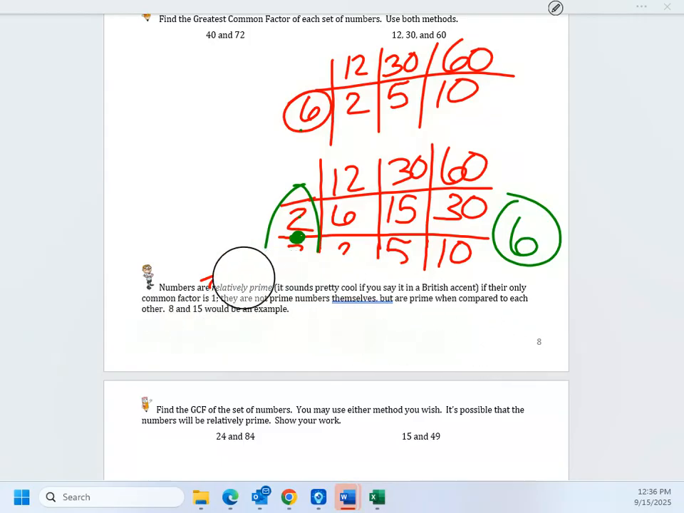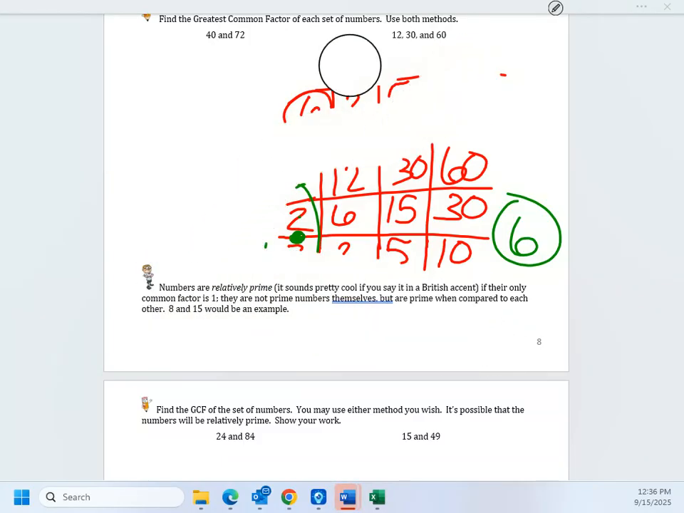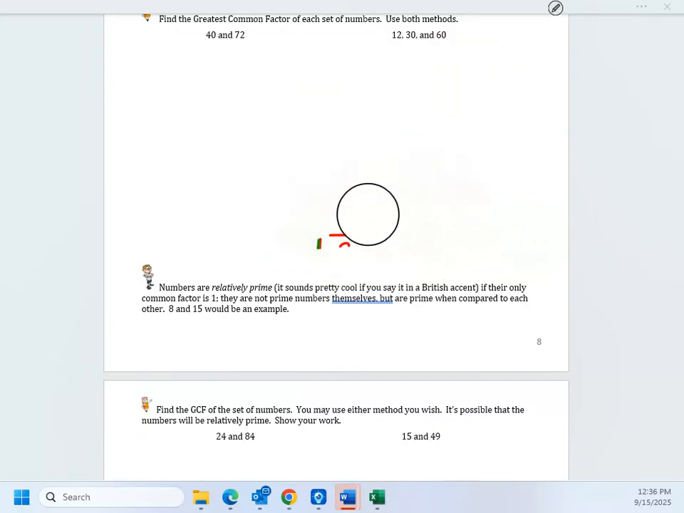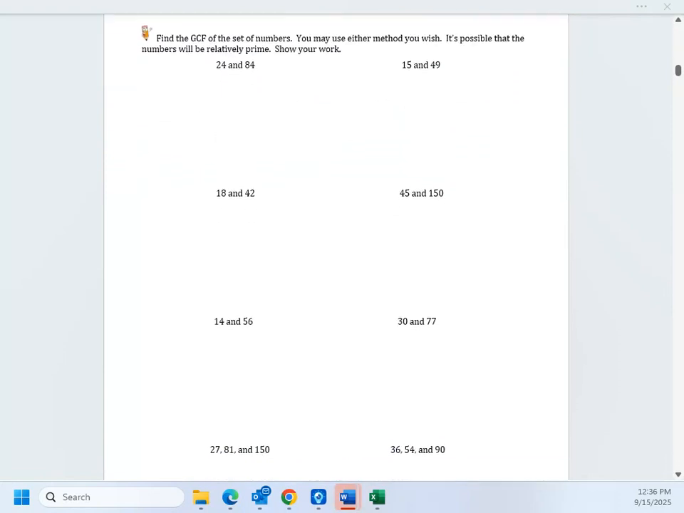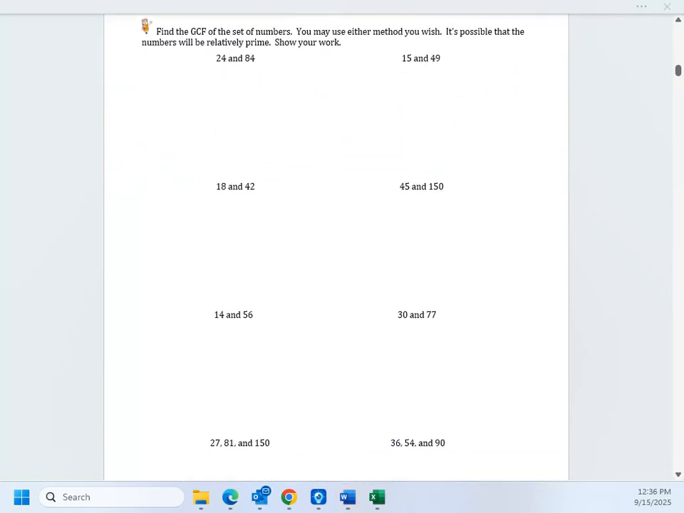So let's look at some work. Turn your page. We are going to find the greatest common factor of these sets of numbers. You may use either method you wish. It's possible that the numbers will be relatively prime. You must show your work.